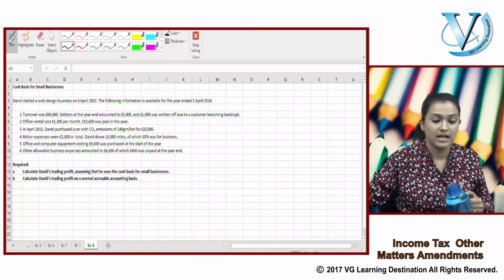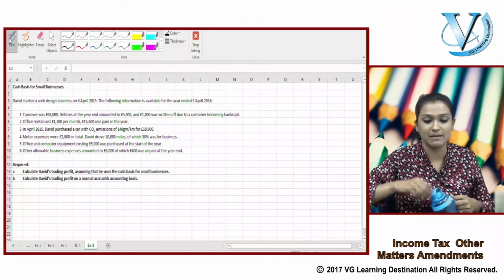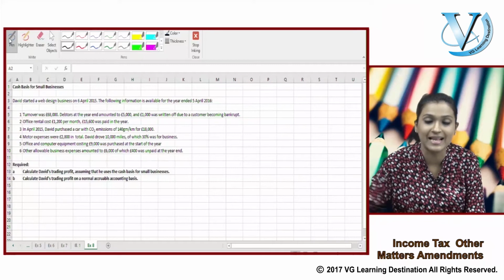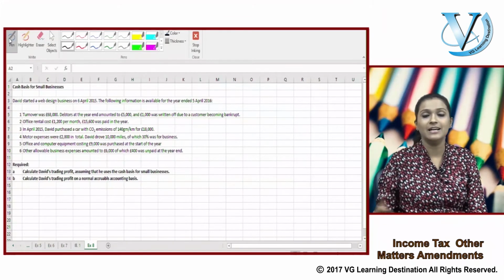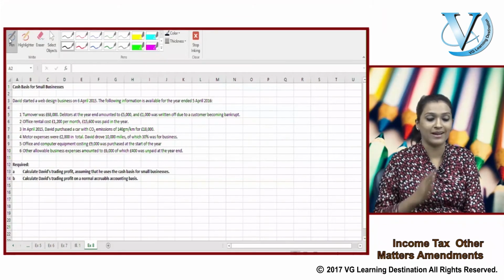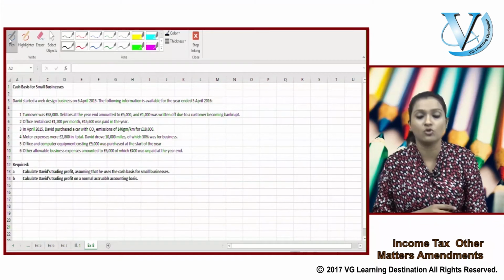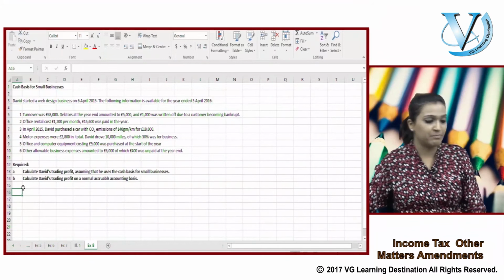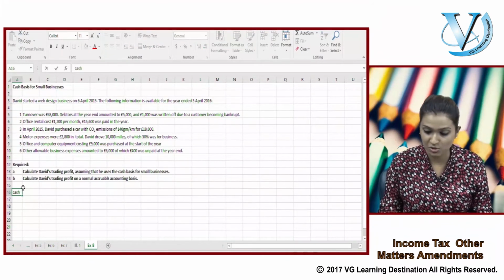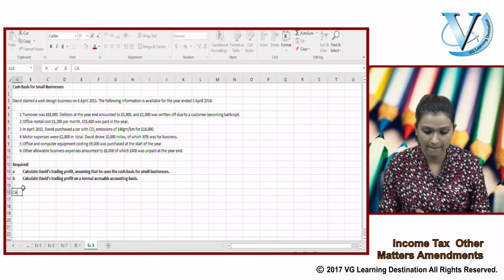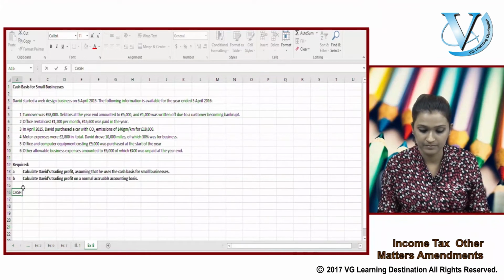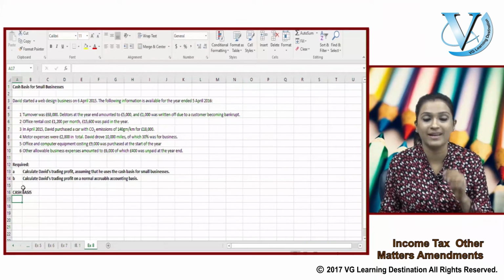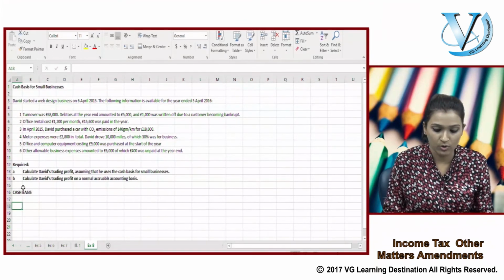What next? Other allowable business expenses amounted to 6,000, out of which £400 was still unpaid at the end of the year. So very simply we have to calculate on a cash basis and on an accruals basis. Let's first start with preparing on a cash basis. When I'm preparing my books of accounts on a cash basis, what do I take into account?